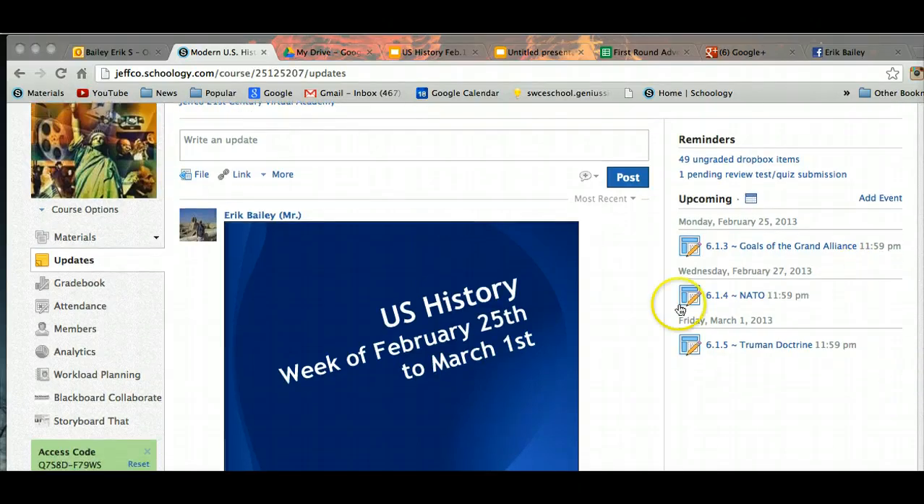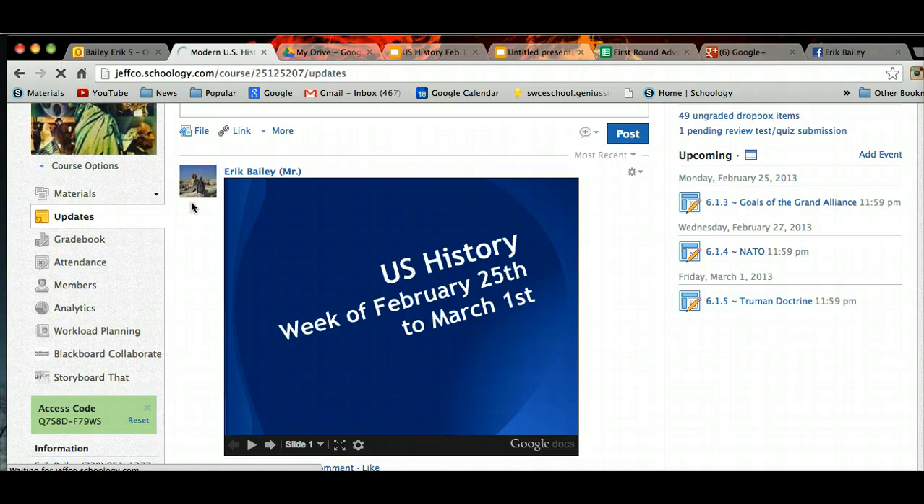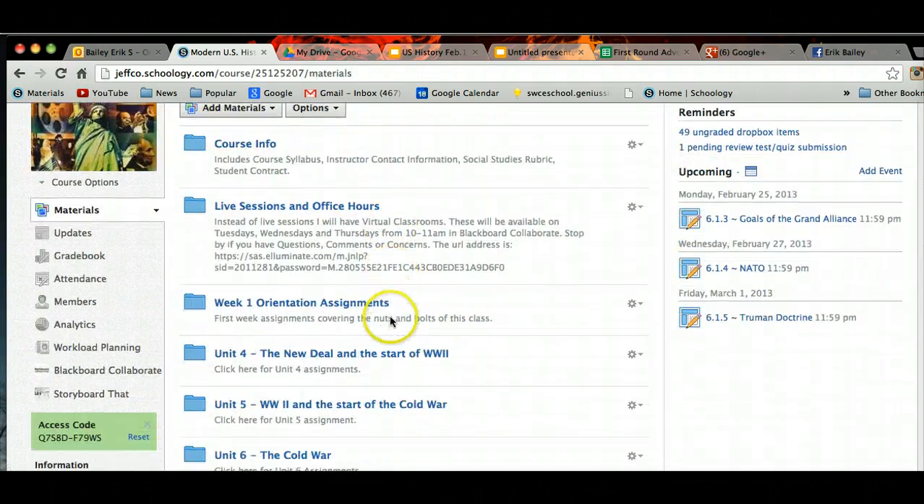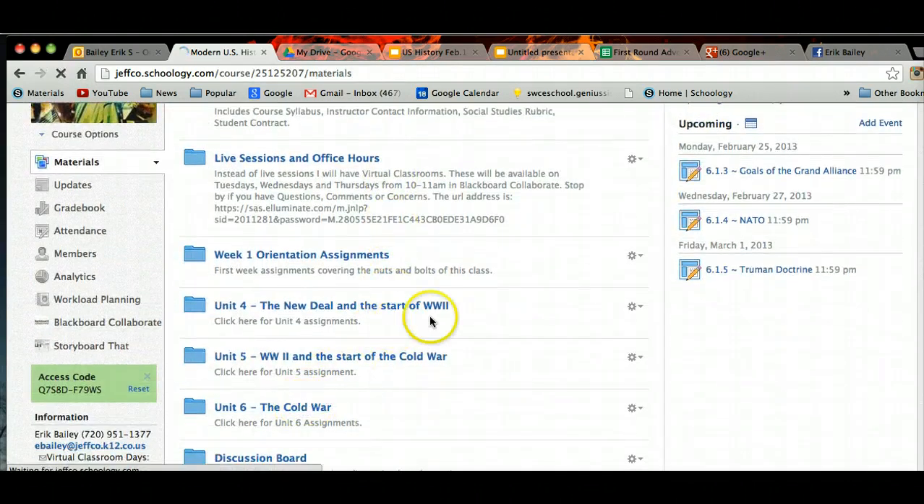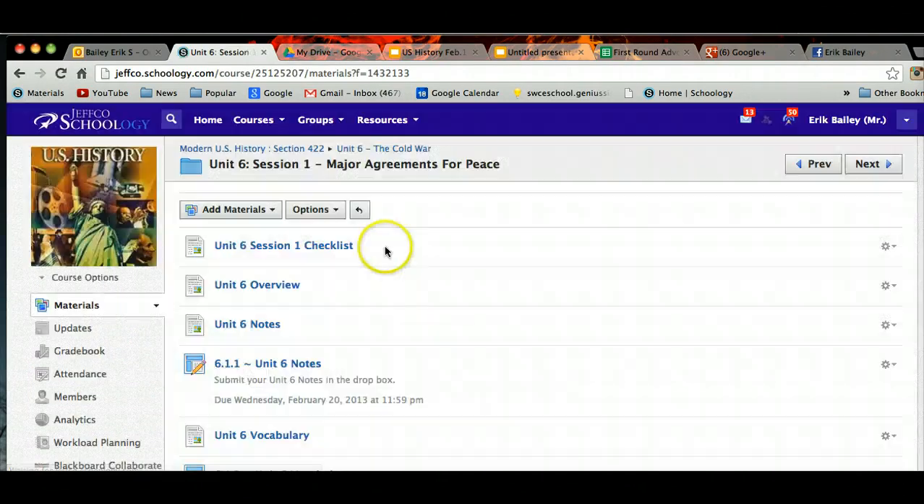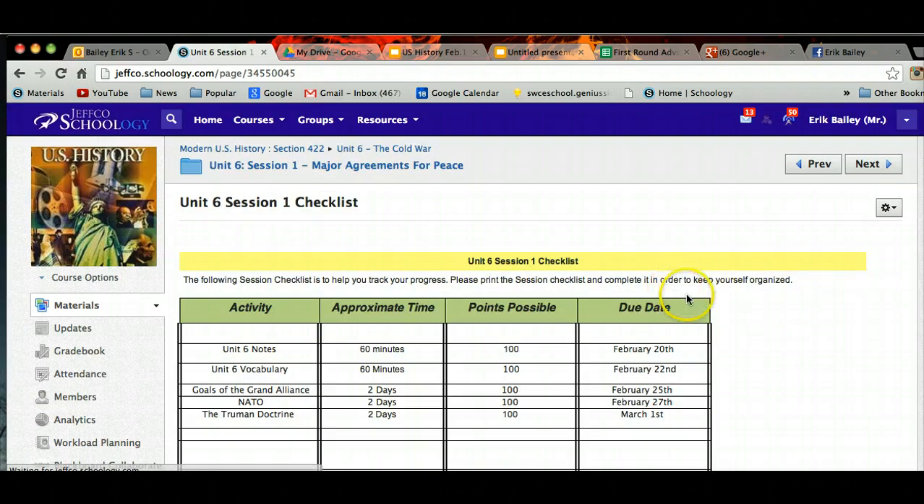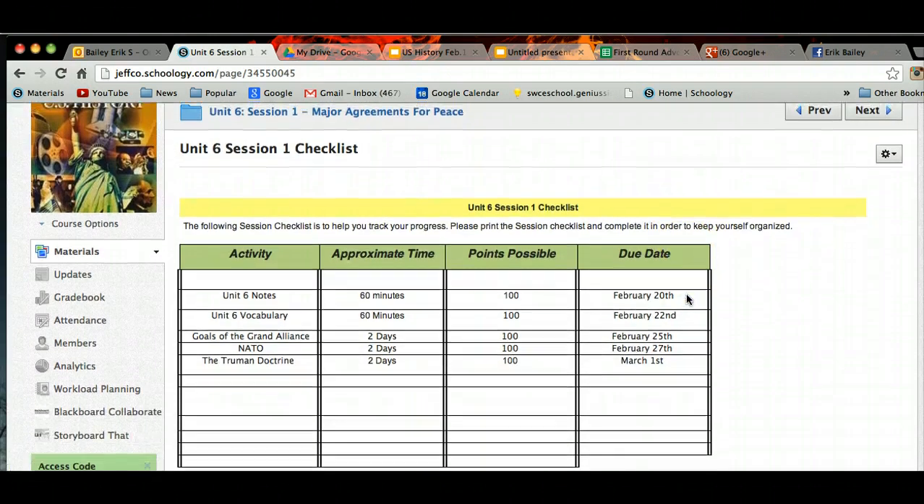All right, Goals of the Grand Alliance. So let's go to Unit 6, and it is Session 1. I'm not showing Session 2 and 3 yet, so we'll stick to Unit 6, Session 1. And the checklist is up with the due dates. So all the due dates are there for this session.